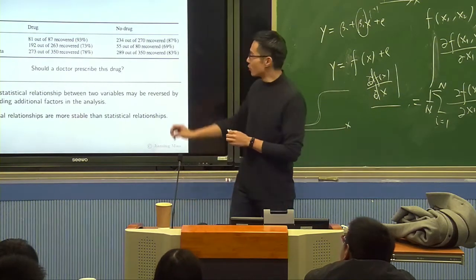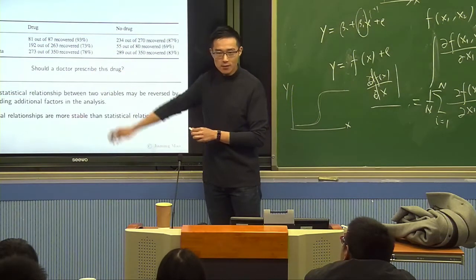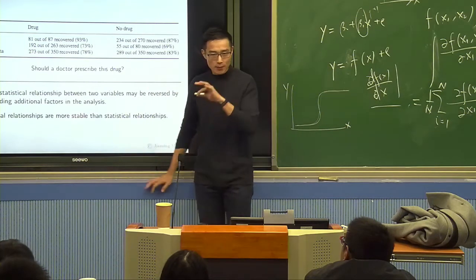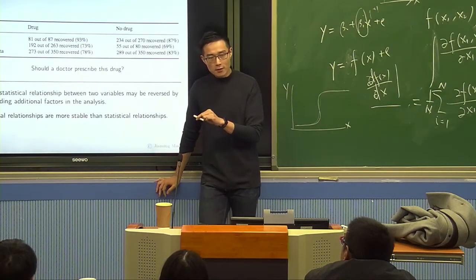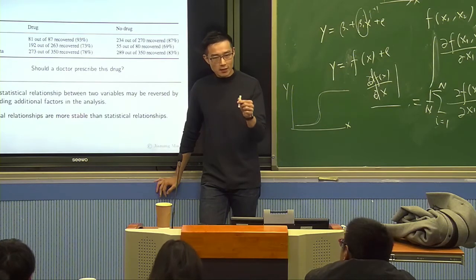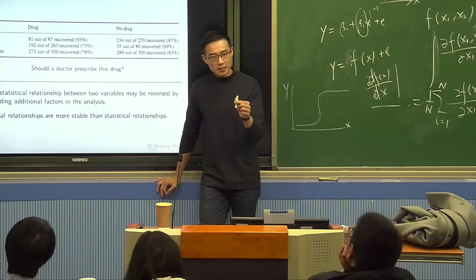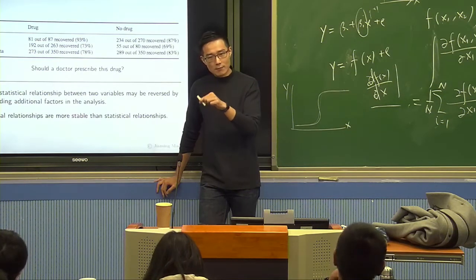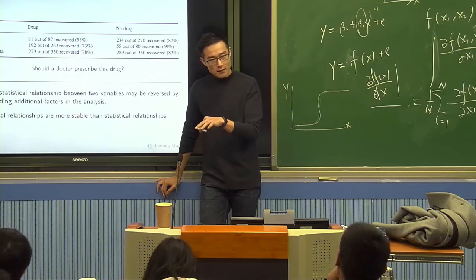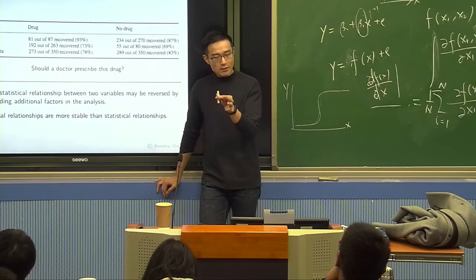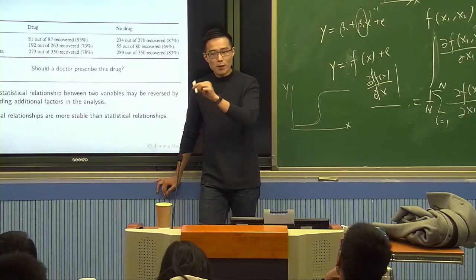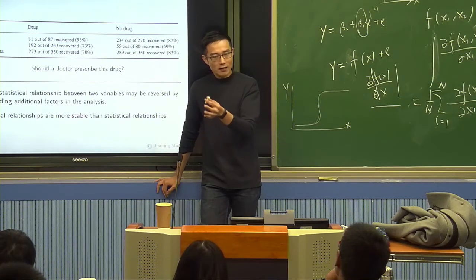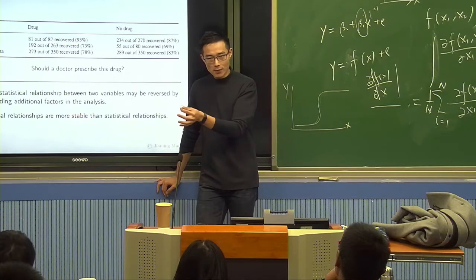First of all, why do we see this reversal? This is a reversal in correlation, right? So in aggregate, if we do not divide the sample by man and woman, then there is a negative correlation between taking the drug and recovery. Taking the drug is correlated negatively with recovery rate. But once we divide the sample into man and woman, then within each subpopulation, it becomes a positive correlation. So the negative correlation becomes a positive correlation once we divide the population into subpopulations.